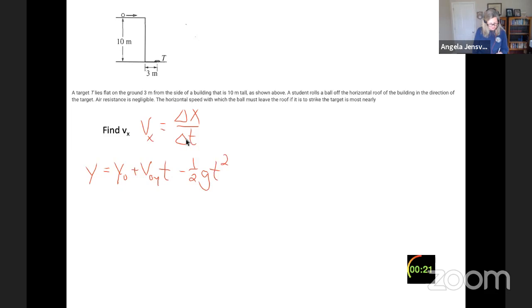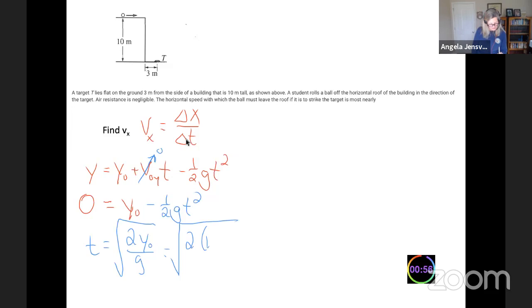Okay, it lands on the ground, so y would be 0. We know that it starts with no vertical velocity, so this would be 0. So we have y naught minus 1/2 gt squared. Let's solve for time. You get the square root of 2y naught over g. The height is 10 meters, and g is 10 meters per second squared. So your time is 1.414 seconds.